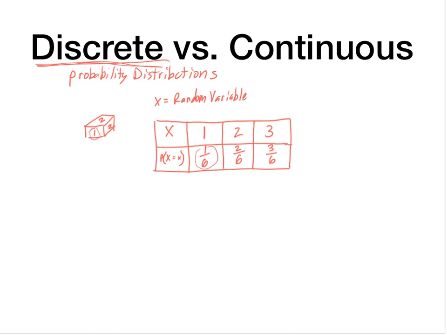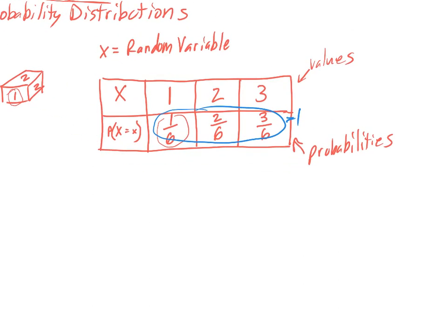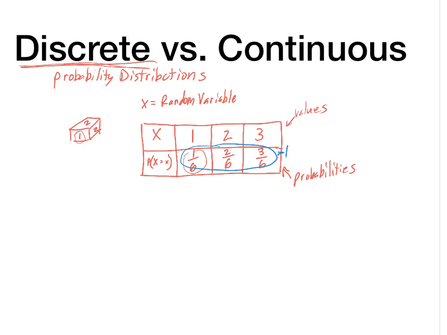Now, one thing that should be noted here, a couple of things, right? We always have the values on the top, and then we have the probabilities on the bottom. Now, if this is a proper probability distribution, the bottom should all add up to equal 1, right? 1/6 plus 2/6 is 3/6 plus another 3/6 is 1. So we add all those together, we get 1 or 100% because that's how probability should work.